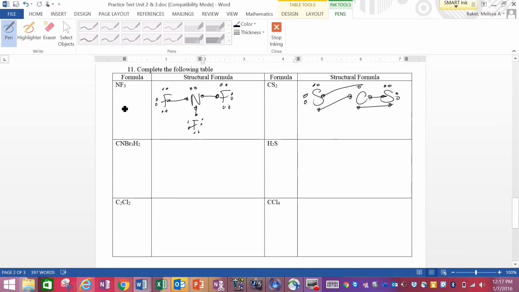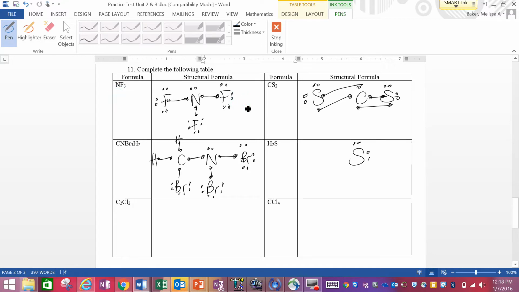Let's see here. We've got C, N, and then we've got Br3H2. You can put these anywhere. Like I did this different on the answer key, but I'm going to put my bromines here just to be different. And then I'm going to put my other third bromine here. And then here's my 2 H's.